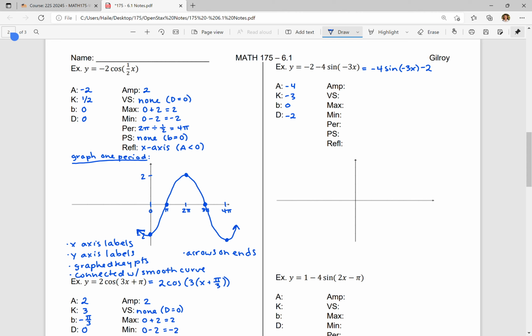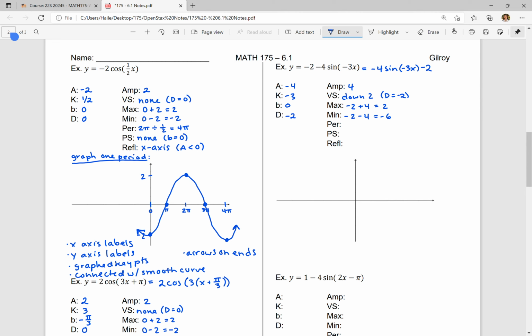Okay, so let's take a, k, b, and d and translate it into our information about the graph. So our amplitude is going to be 4. Our vertical shift is going to be down 2 because d is equal to negative 2. So this time, for our maximum, we're going to start at our midline, which is negative 2, and we're going to add 4. So our maximum is going to be 2. And for our minimum, we're going to start at the midline and subtract 4. So for the minimum, we're going to get negative 6.